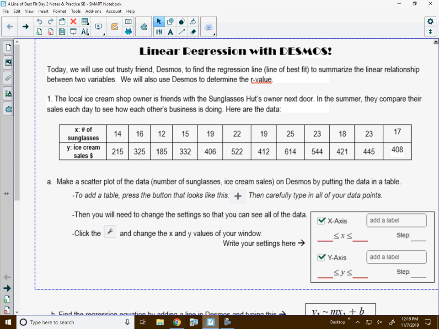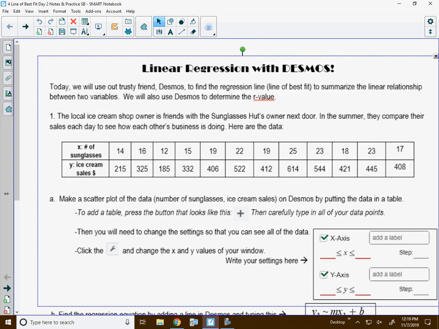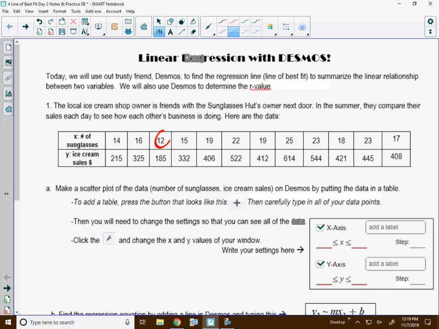Tell me, what is your lowest X value? 12. What's the highest? 25? Okay, so right down here on your notes, we want our X values to go from 12 to 25. And we're going to step, or we're going to go up by 1. So our step is going to go up by 1. We okay on that? We understand that? Kind of domain-ish. Okay.